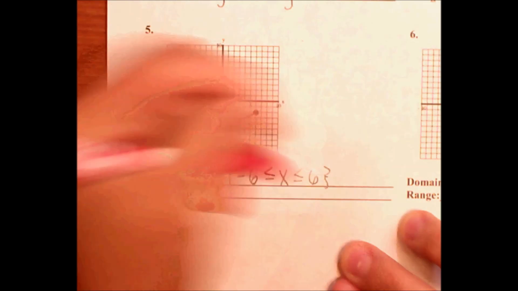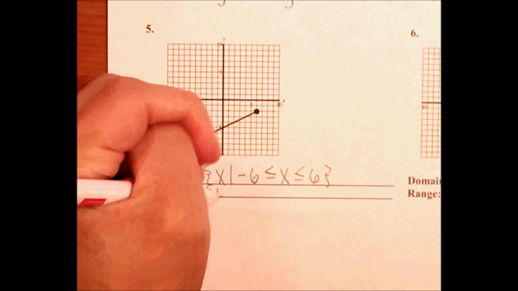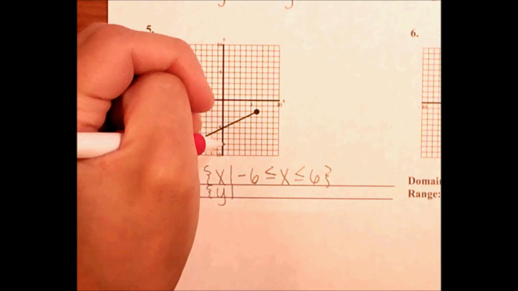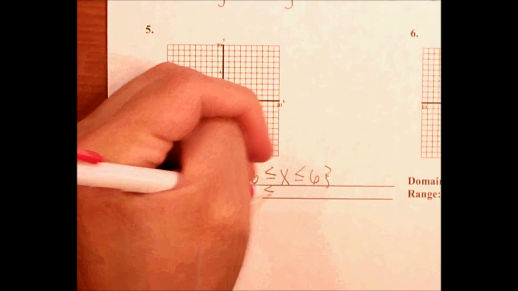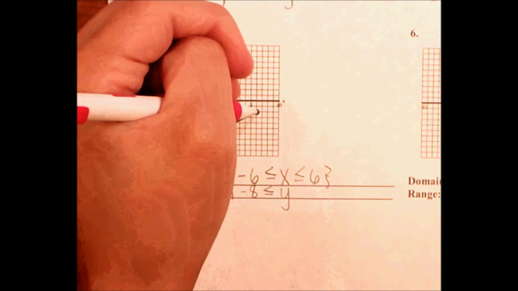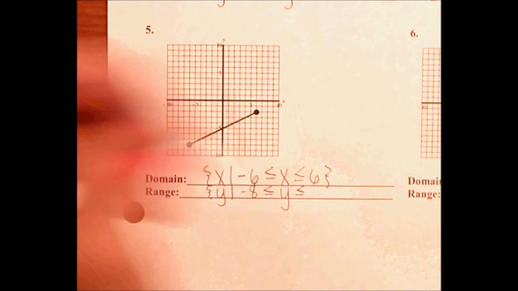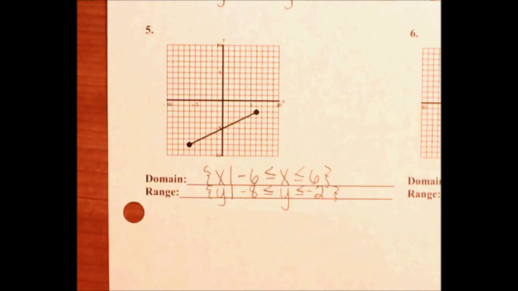Close the bracket. Now the range is y such that this is -8. It's solid, so less than or equal to y, and again it's solid at -2, less than or equal to -2. Close the bracket.